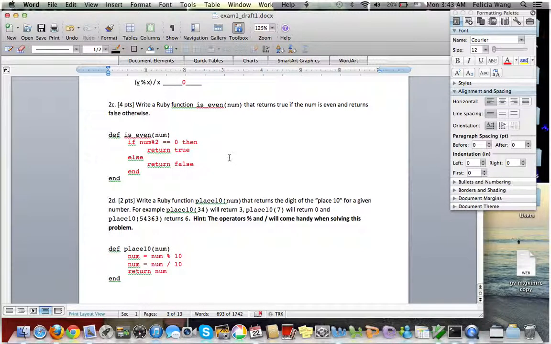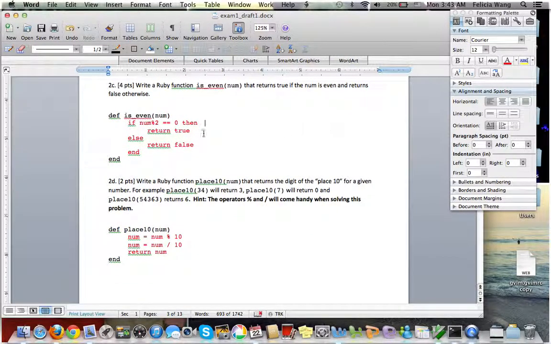Okay, so this function right here: write a Ruby function is_even(num) that returns true if the number is even and returns false otherwise. Pretty simple. You all should have gotten this right. Some people did not put an end statement here. The point of written exams is that if we type everything that you wrote down on paper into IRB, it should output exactly what we want it to. End statements are important, treated exactly like a lab exam. So if you did forget to put an end statement here, I took off 1 point out of 4.